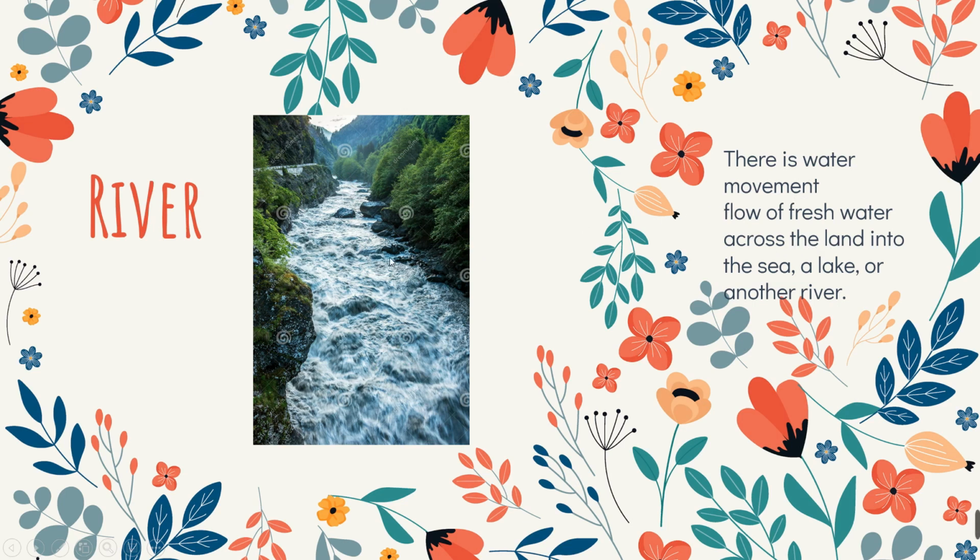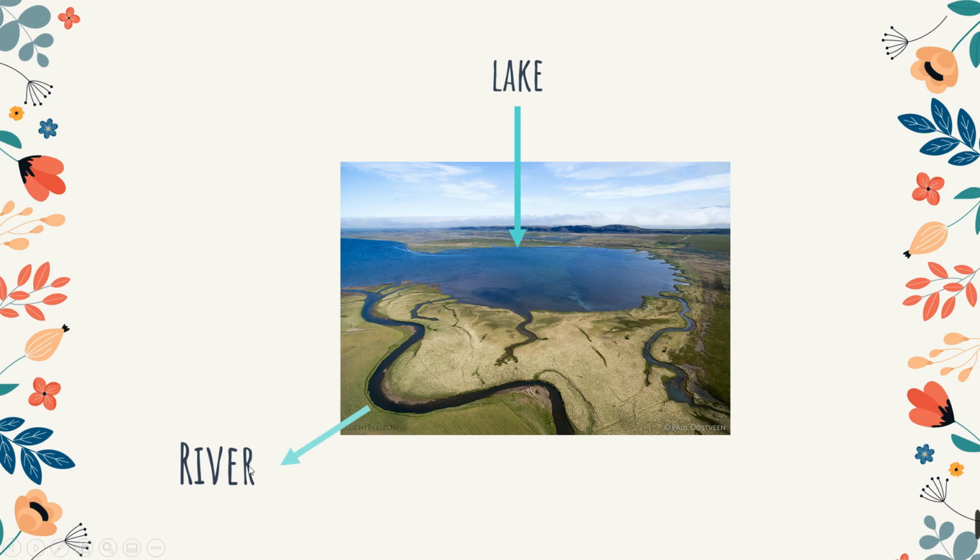There is a flow of fresh water across the land into the sea, a lake, or another river. So it flows in a direction. For example, in this case, we have a river, and the water is moving here and reaches a lake. As you can see here, we have a lake, no water movement, but in this case, we have a river with water movement, and the water goes to the lake.